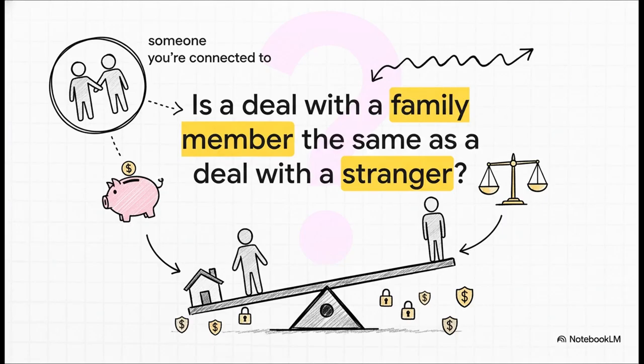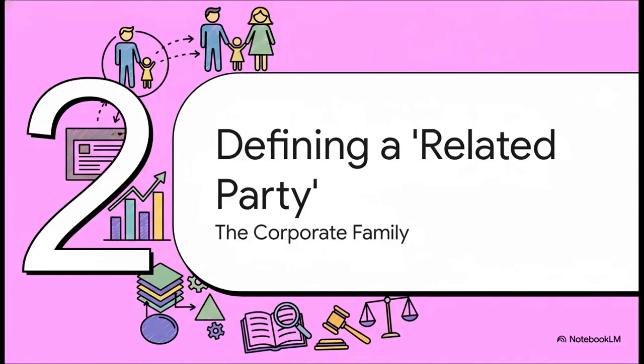And that really gets to the heart of the matter, doesn't it? We know just intuitively that the answer is no. A deal with someone you have a connection with, well, it's not always on a level playing field. And that's the exact conflict of interest that financial regulators are trying to get a handle on. So to really understand the risks here, we've got to get the language right. You see, the world of accounting has some very specific definitions for who actually counts as family in the corporate sense. Let's break down who's who.